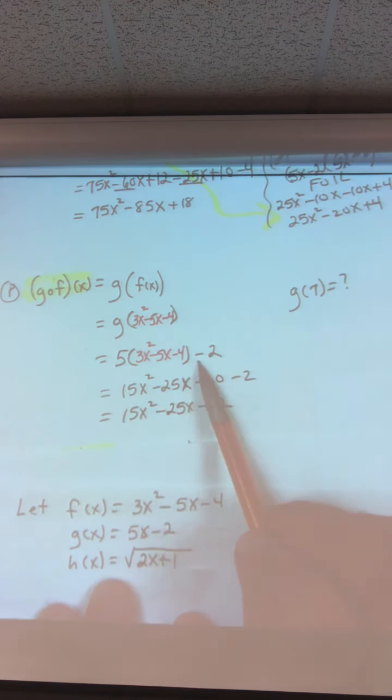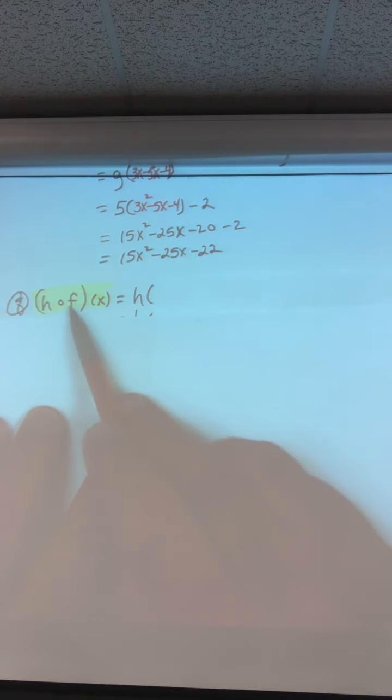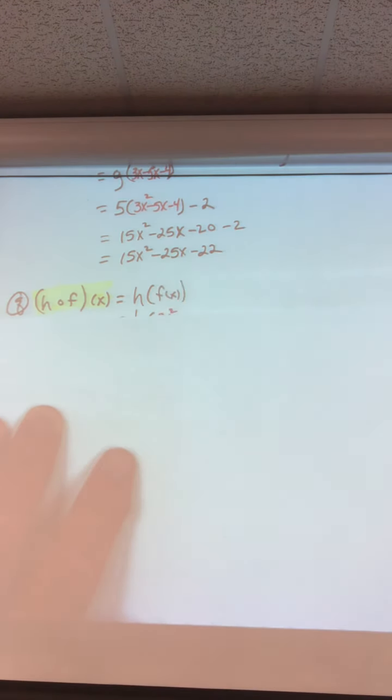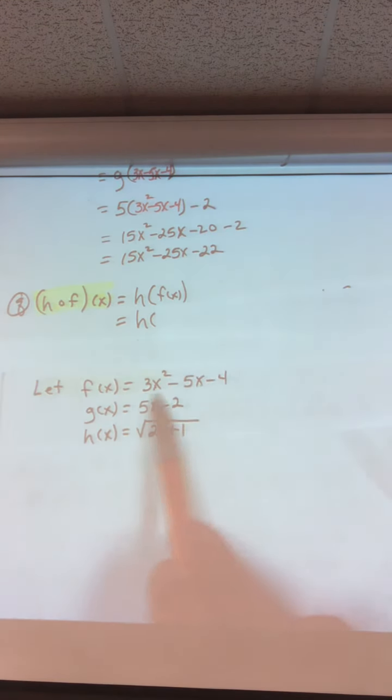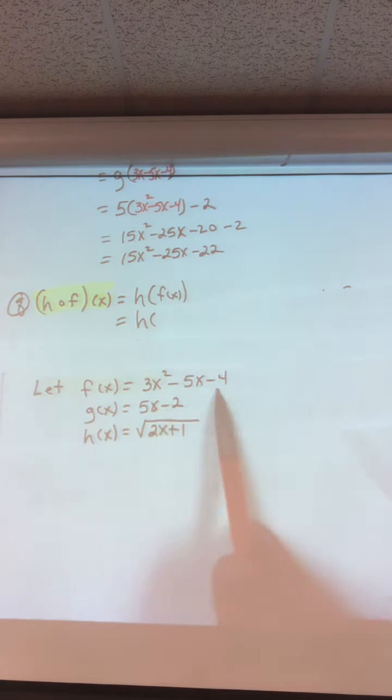Okay? Let's do another one. H composed with F. What letter's first? H. Then do a big parentheses. The two letters that are left, put those next. Then close your big parentheses. Next step, bring the H and bring the big parentheses down. Now, replace f of x with what it is. So in your big parentheses, put all of this again. There that is.